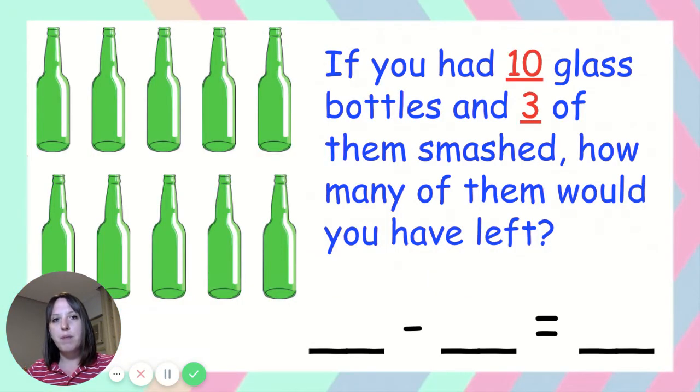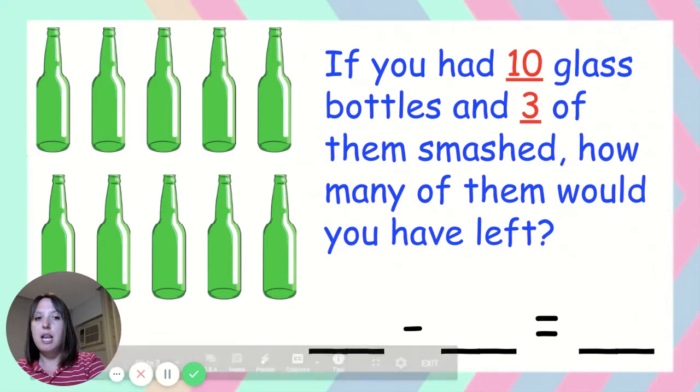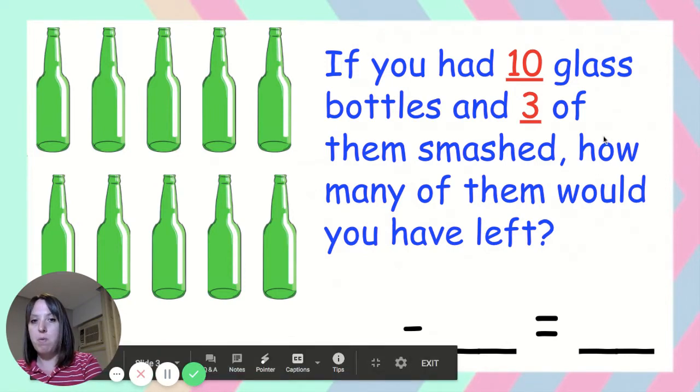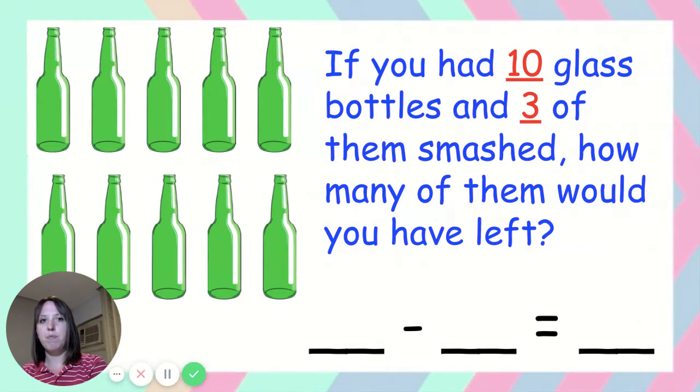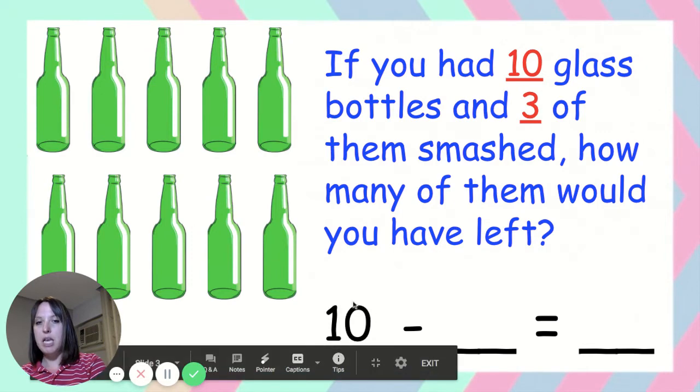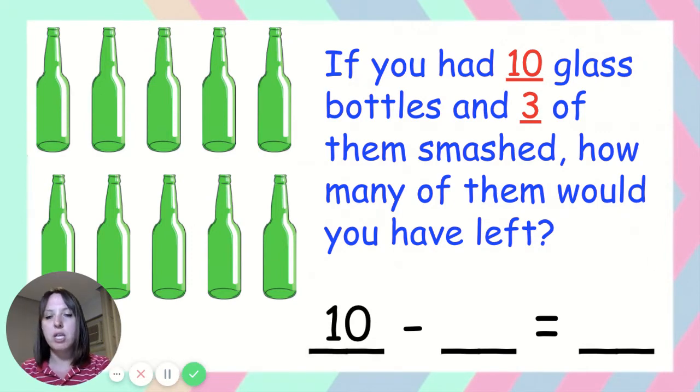The first one: if you had 10 glass bottles and 3 of them smashed, broke, how many of them would you have left? Let's see, how many of them would you have left? So how many bottles did you have at the beginning? There are 10 glass bottles. So number 10, the biggest number, the minuend, we put at the beginning.